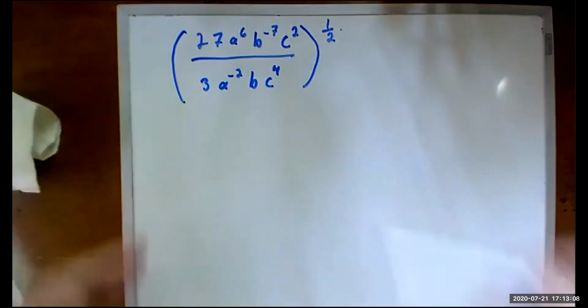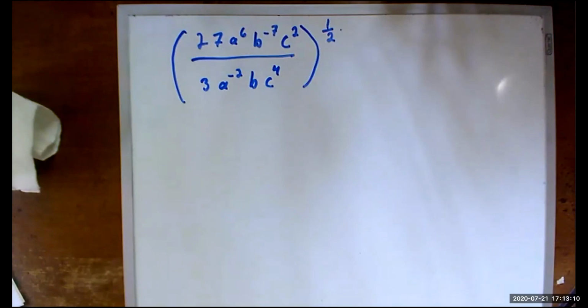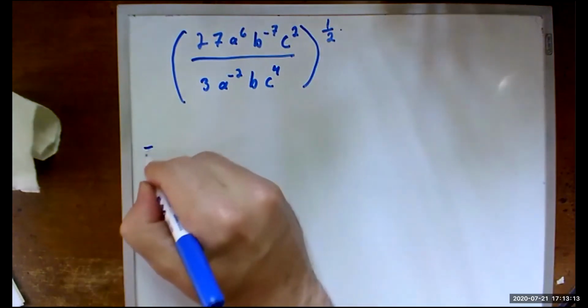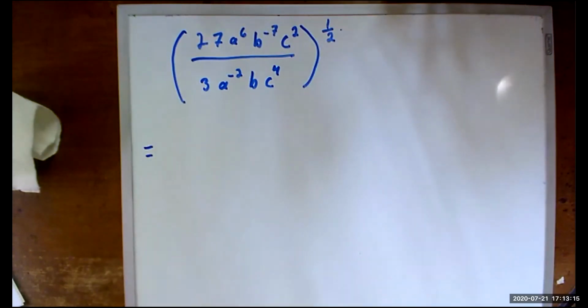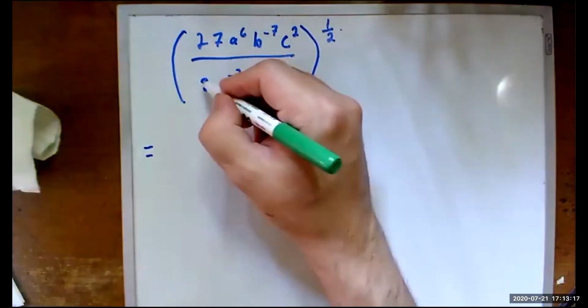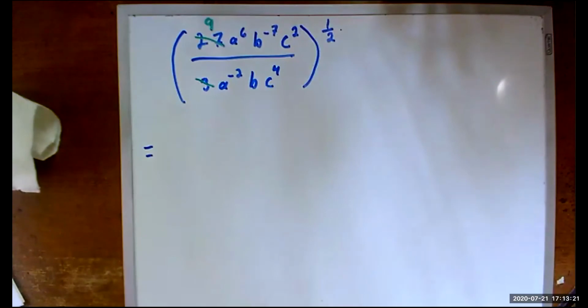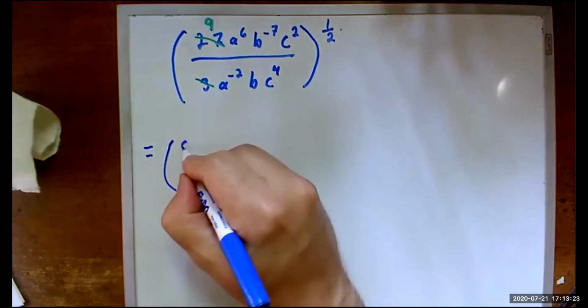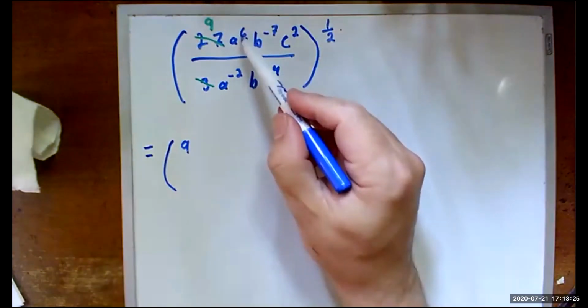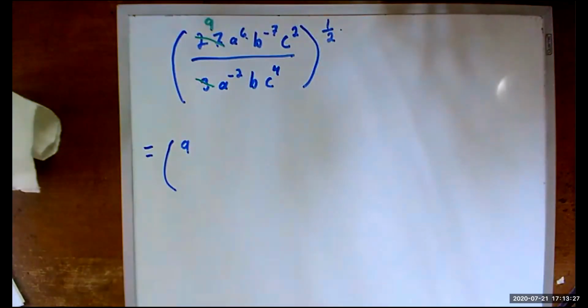For myself, I find it easiest to do everything inside the brackets before trying to apply that external exponent. So I'm going to work on the inside, and this 1/2 is just going to carry down until we're ready to use it. So what can I do to make my life easy to begin with? I'm going to simplify top and bottom. 3 goes into 27 9 times.